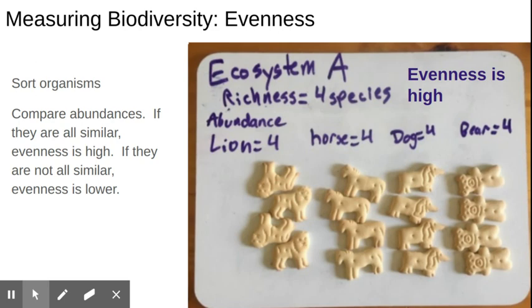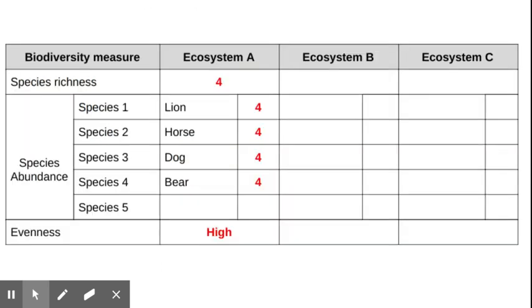So in this case, we can just say it's high. And that'd be a good place to go. So in your note sheet, you should have a table that looks like this. And so based on ecosystem A, with the information we got, this is how I would want to fill this out.